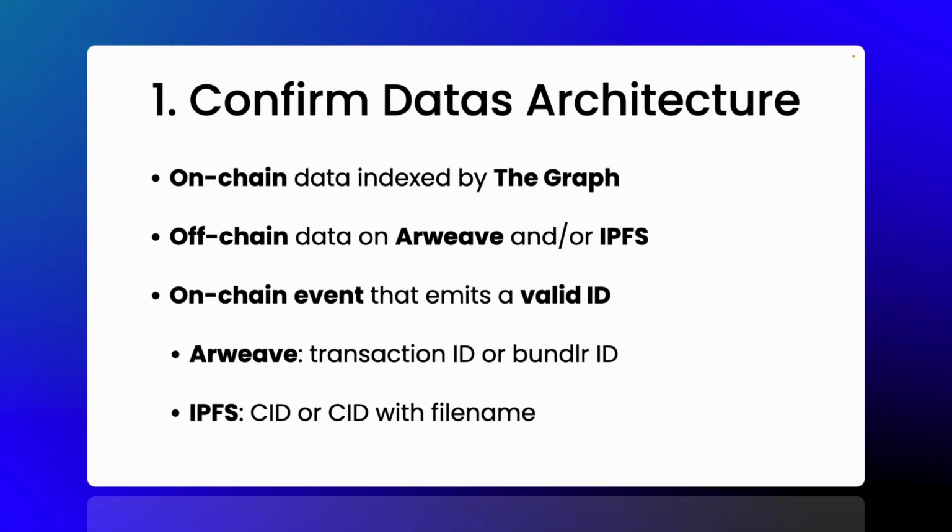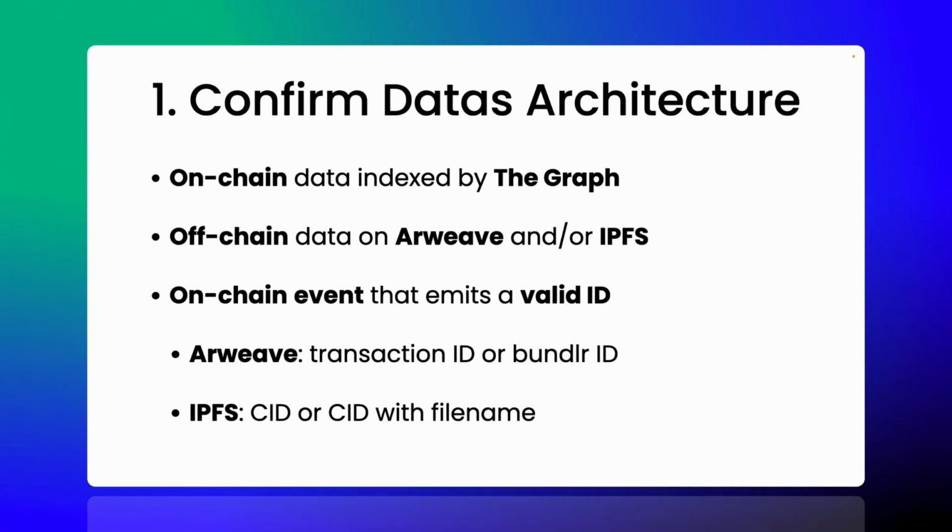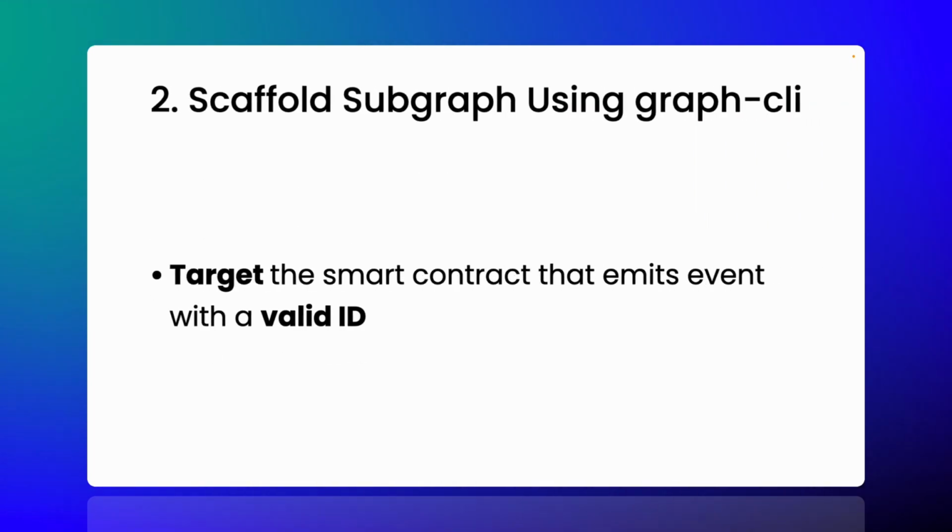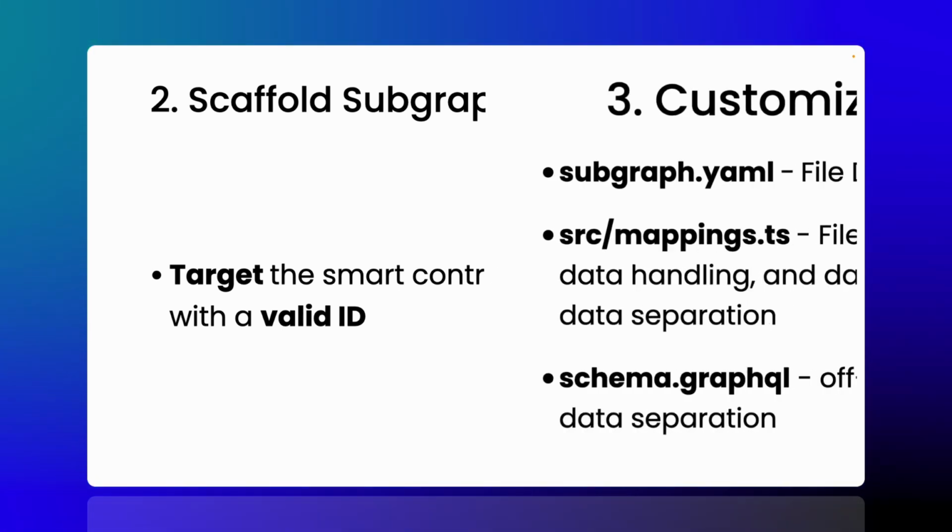Valid IDs are, for Arweave, a transaction ID or a bundler ID, and for IPFS, the CID or the CID with a file name. The second step is we need to scaffold our subgraph using the Graph CLI. We'll target the smart contract that emits the event that contains the valid ID. The third step is to customize our subgraph.